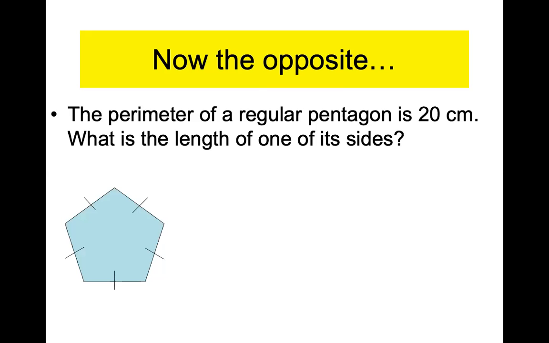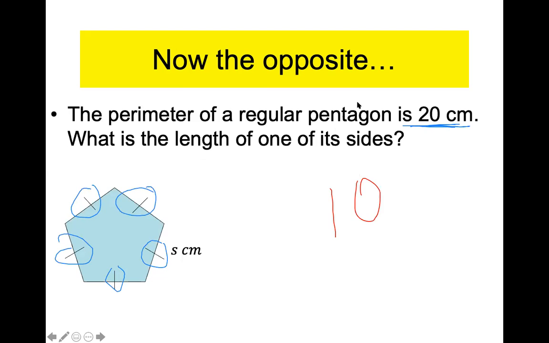So what they do is they will always give you a regular shape. Notice it says I have a regular pentagon. What's special about a regular shape? It means that all the sides have exactly the same measurements. So if all the sides have exactly the same measurements and they tell us that the perimeter is 20, well, we can set up a quick equation, right? That one side would be, I don't know, S, right?